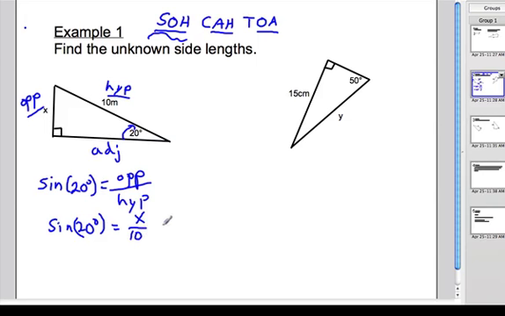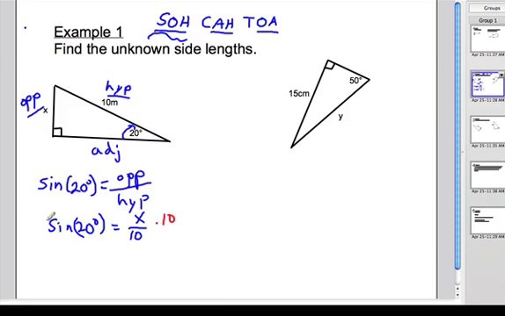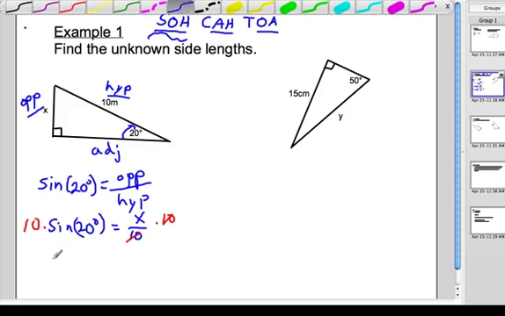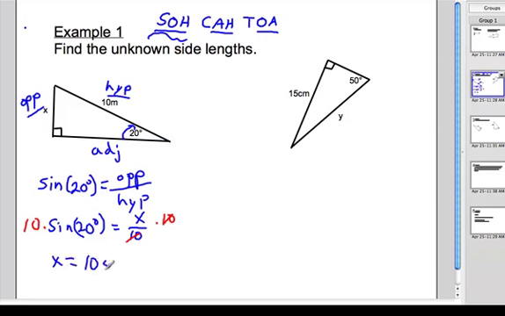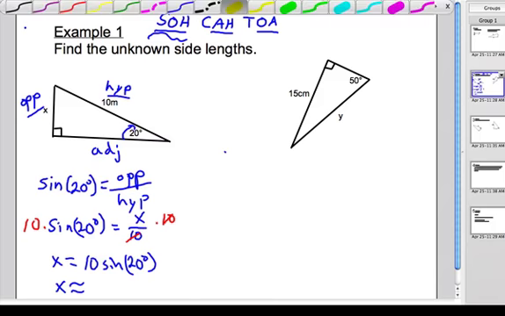In order to solve for x, I'm going to multiply both sides by 10. These 10s cancel, and then I get the equation x equals 10 sine 20 degrees. If we work that on our calculator, we need to do 10 times sine 20 degrees, and that equals about 9.1. We'll round it off to the nearest tenth here. That's about 9.1.